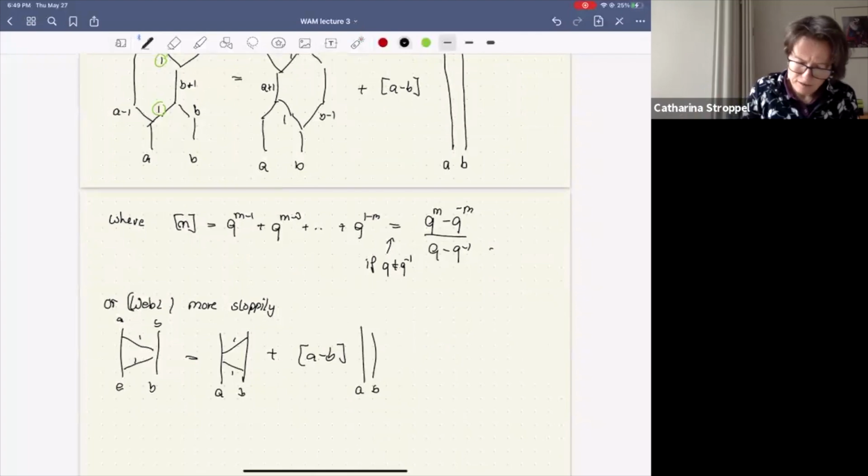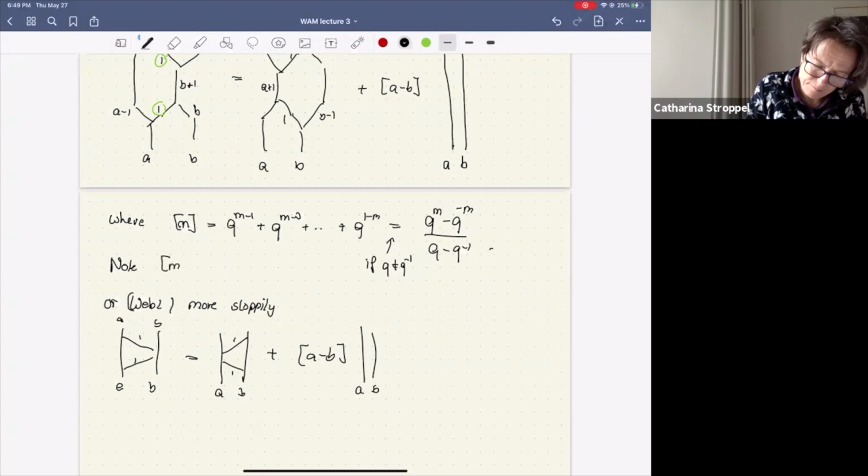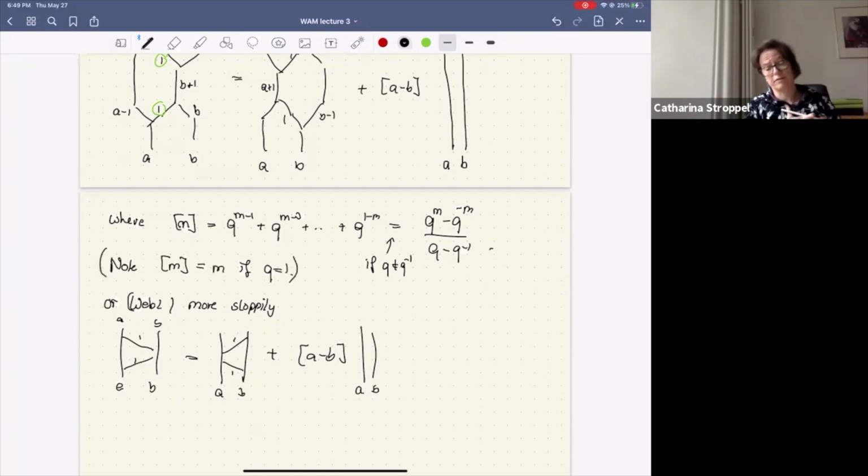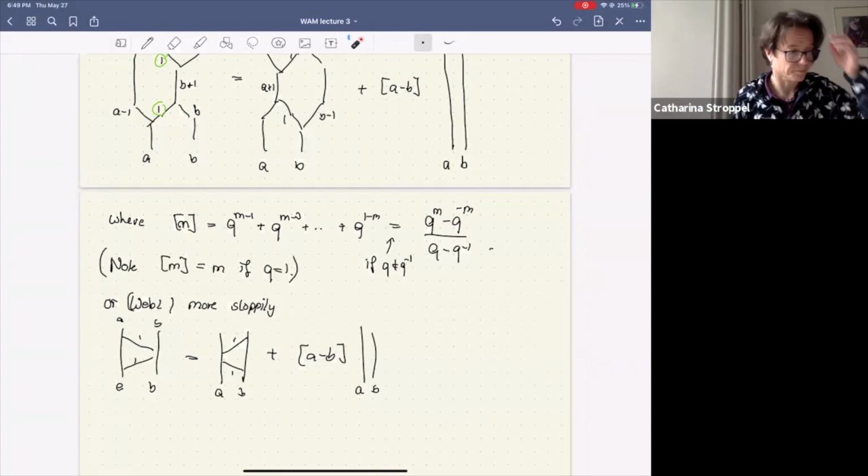Right, and maybe I should note here that this M is just the number M if Q is equal to 1. If you plug in Q equals 1, then you get just a normal number. So in this sense, these numbers are somehow quantized versions of the normal natural numbers or integers.